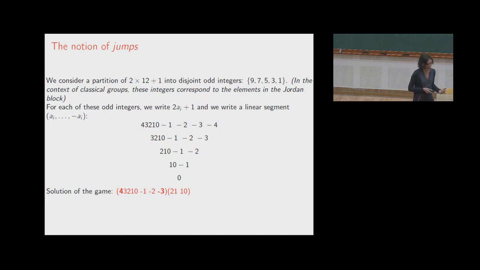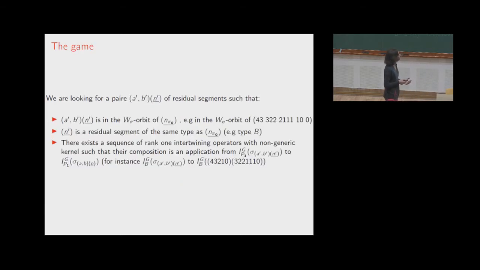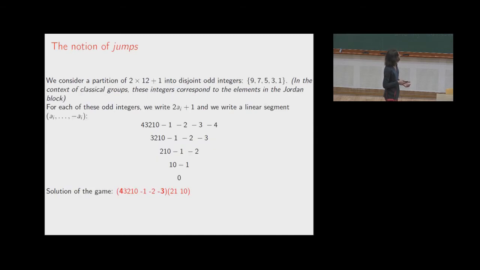So to define this, to get an example of such a pair, one has to define the notion of jumps. In the context of classical groups, Moeglin and Tadić define Jordan blocks and Jordan blocks elements. So if you get a partition of 25 into disjoint odd integers, you can write each integer as 2a_i plus 1. So this is just the example. And here the jumps, I will define the jumps to be the 4, the 3, the 2, and the 1.